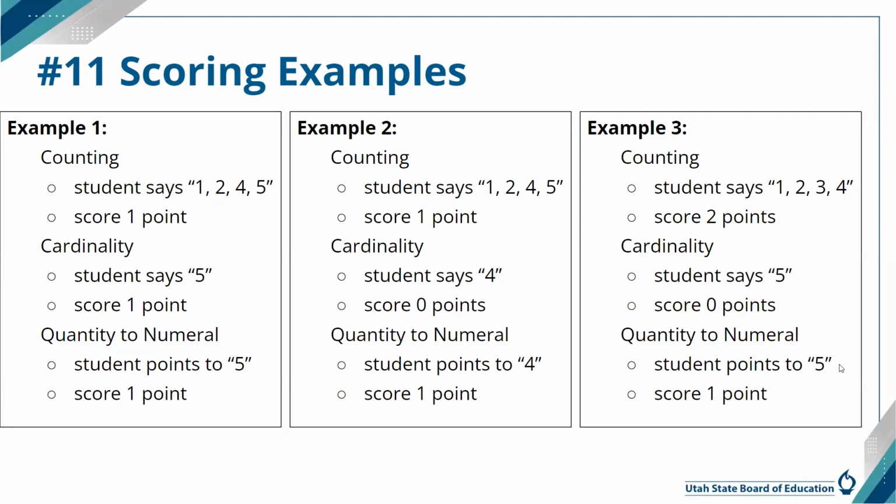Okay, and the last example, the student says 1, 2, 3, 4, which they would get 2 points for correctly counting, but then they say 5 for the cardinality, they would score 0 points because their cardinality response does not align to their counting. And then the quantity to numeral, if they point to the 5, they would get a point for that because their quantity to numeral aligned with their cardinality. So it's just important to understand the dependency when scoring this item.